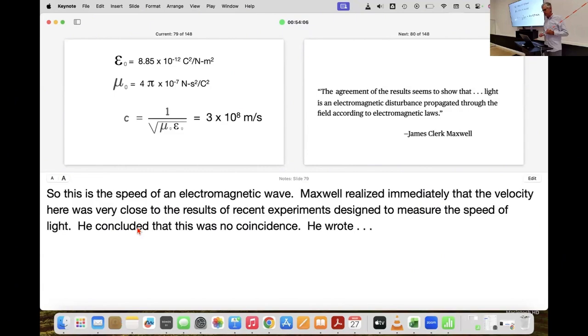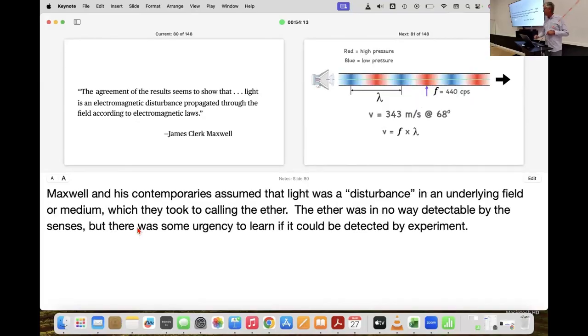So he says to himself, well, I'll tell you what he said. He said, this is not a coincidence. And he wrote this: The agreement of the results seemed to show that light is an electromagnetic disturbance propagated through the field according to electromagnetic laws. So this is the first sort of revolutionary concept to come out back in that time.